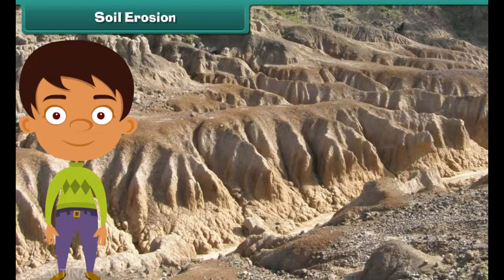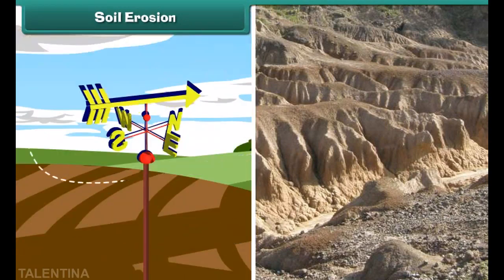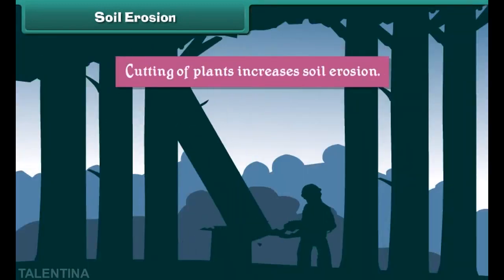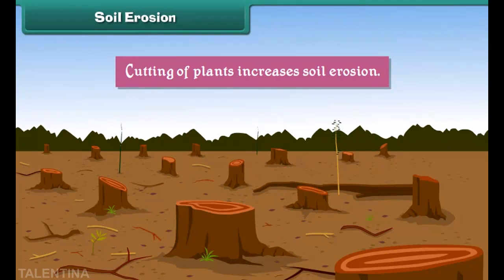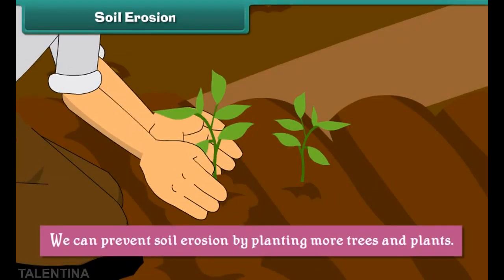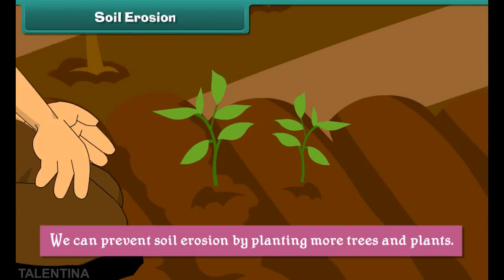Soil erosion. Soil erosion is the removal and transfer of soil by wind and water. Roots of plants hold the soil and prevent soil erosion. Cutting of plants increases soil erosion. We can prevent soil erosion by planting more trees and plants.